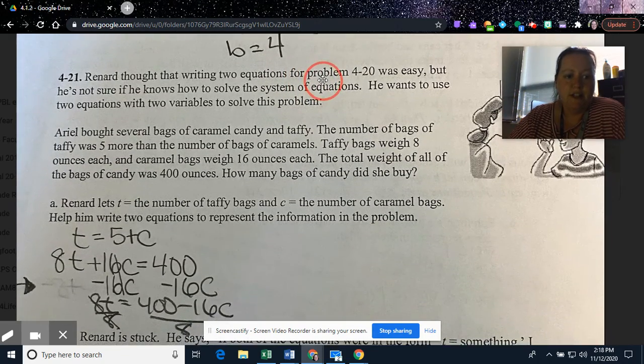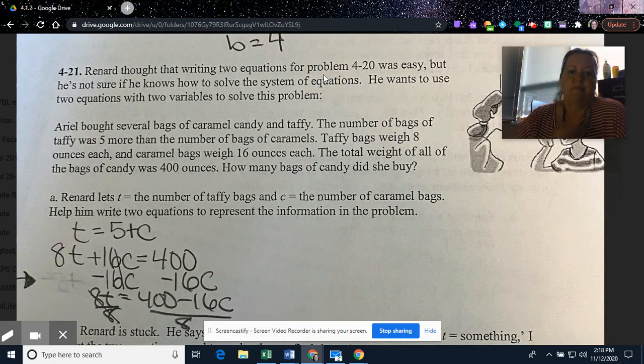So Renard thought that writing two equations for problem 420 was easy, but he wasn't sure if he knew how to solve the system of equations. He wants to use two equations with two variables to solve the problem. So here's a new problem. It says Ariel bought several bags of caramel candy and taffy. The number of bags of taffy was 5 more than the number of bags of caramels. Taffy bags weigh 8 ounces, caramel bags weigh 16 ounces. The total weight was 400 ounces. How many bags of candy did she buy?